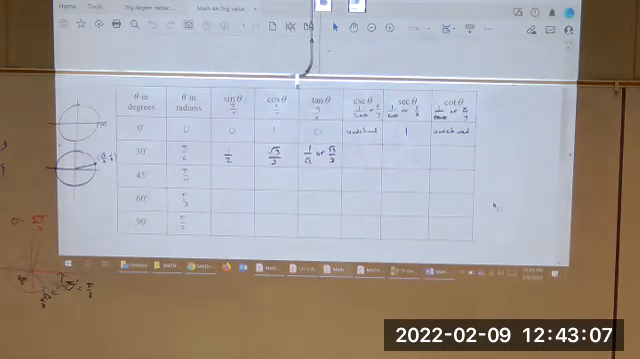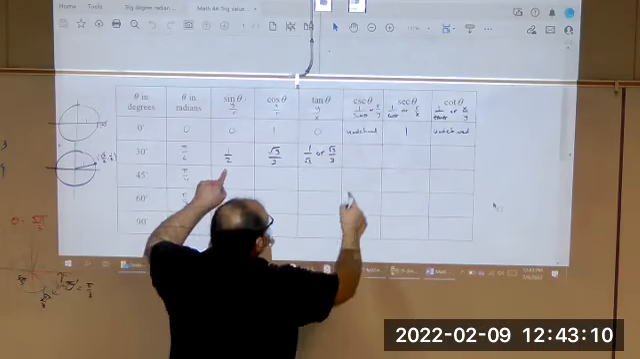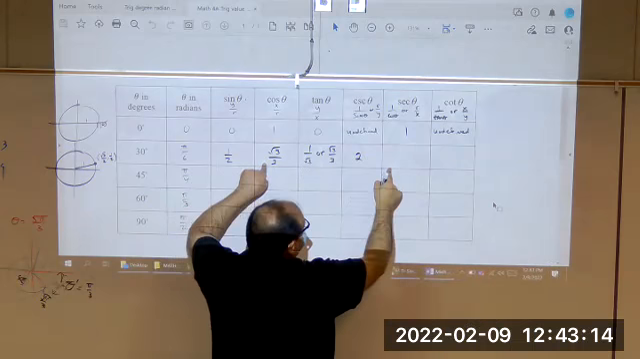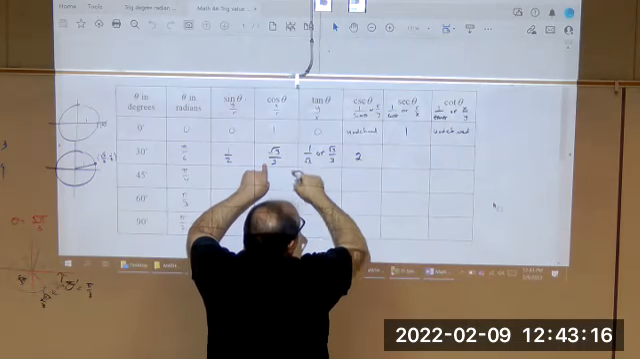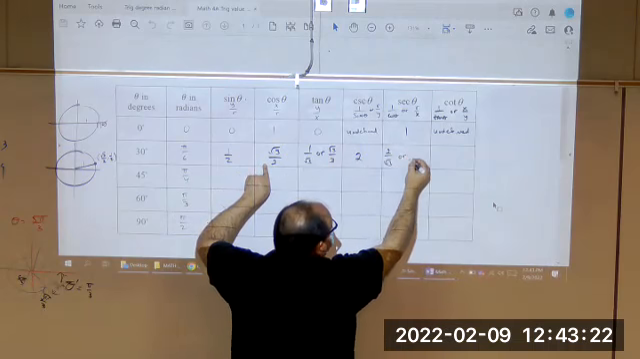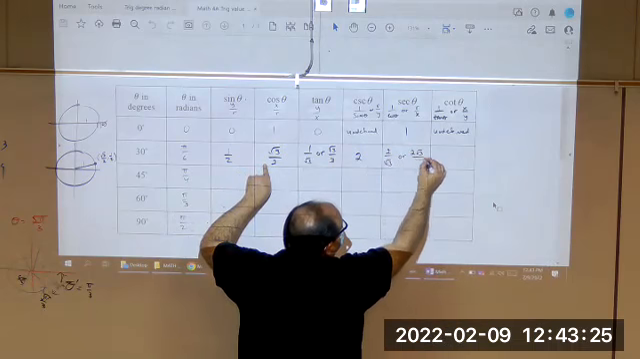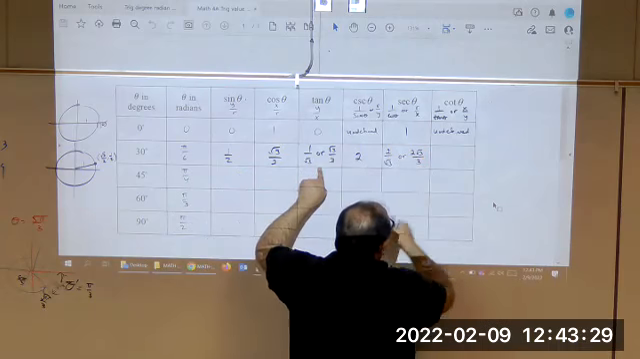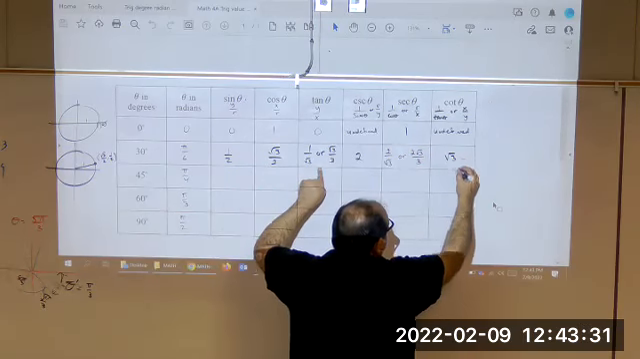And then you do your reciprocals. The cosecant, reciprocal of 1/2 is 2. The secant, reciprocal of root 3 over 2 is 2 over square root 3. Again, if you rationalize, 2 square root 3 over 3, you don't have to. And cotangent, the reciprocal of tangent, would just be square root 3.